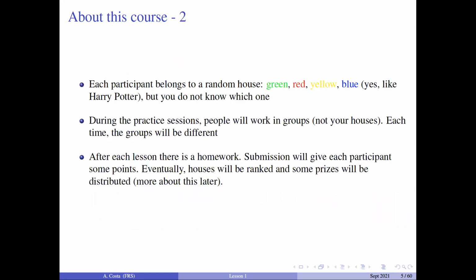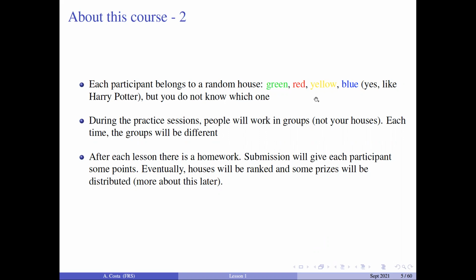Another thing I want to tell you is this: for this course, people belong to houses in a kind of Harry Potter fashion, if you want. So what is the idea? There are 4 groups, 4 houses, and people will belong to one of them. You don't know which one. You will know only later. The idea is that eventually there will be 2 homeworks to be submitted after lesson 2 and 3. And there will be some grade, okay?